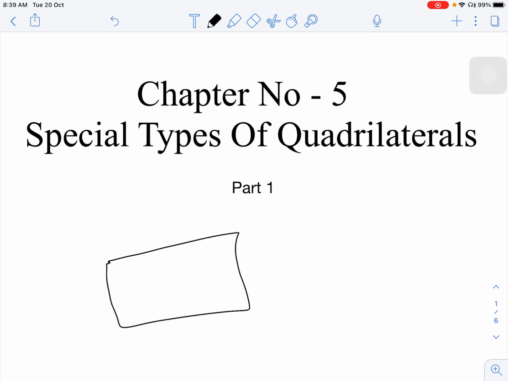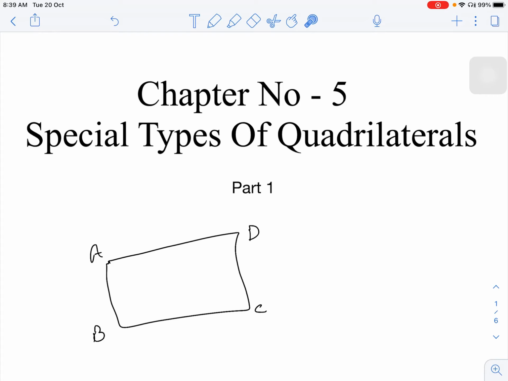A quadrilateral is a closed polygon. We can consider that here ABCD is a quadrilateral. Okay, so it is a closed polygon made up of four sides. So one, two, three, four. These are four sides, and it has four angles. That is angle A, angle B, angle C, and angle D.